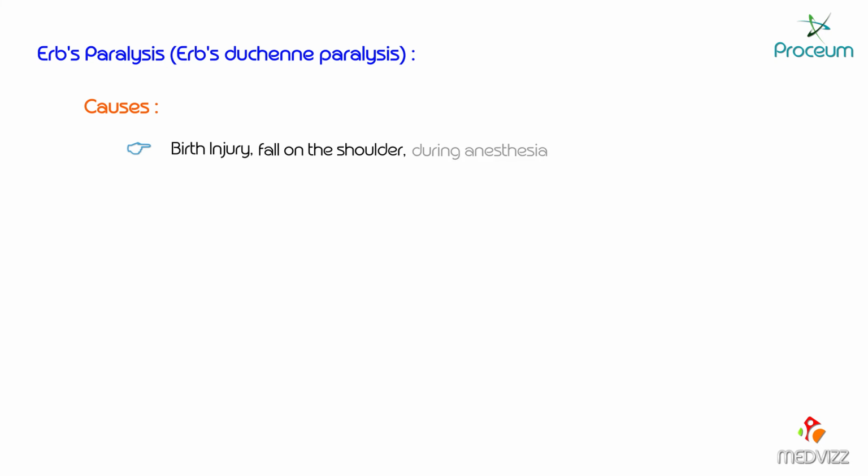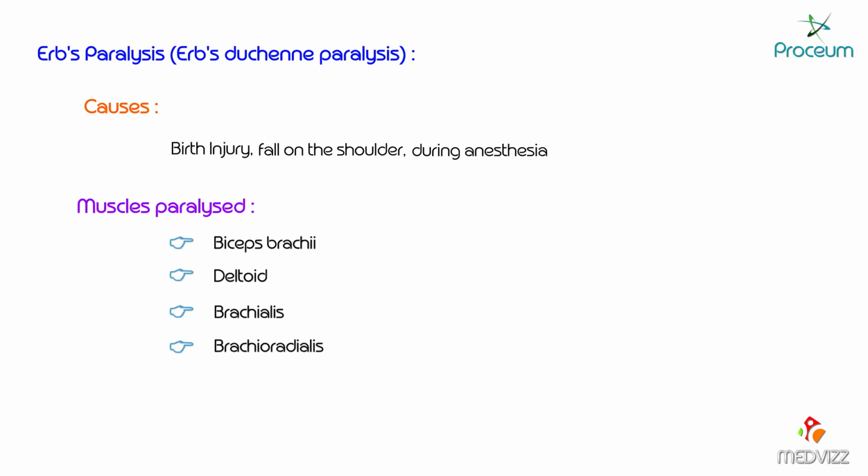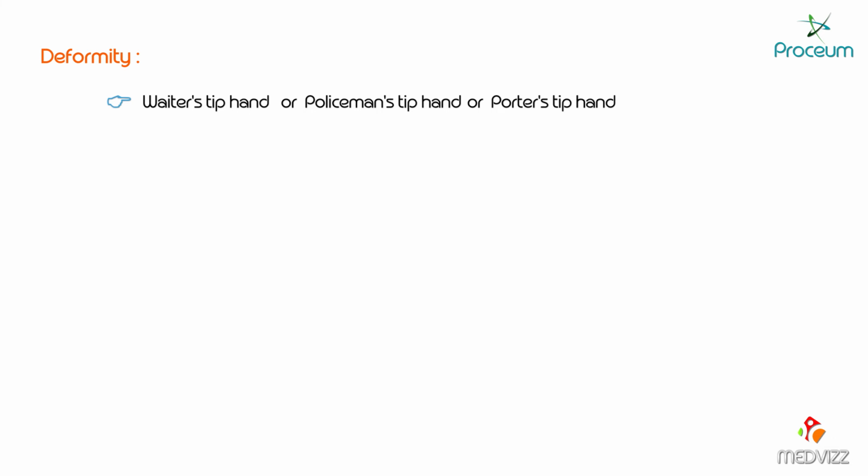also during anesthesia. The muscles which are paralyzed are biceps brachii, deltoid, brachialis, brachioradialis, and partial involvement of the supraspinatus, infraspinatus and supinator muscles. And the deformity in Erb's paralysis leads to waiter's tip hand. It is also called a policeman tip hand or porter's tip hand.